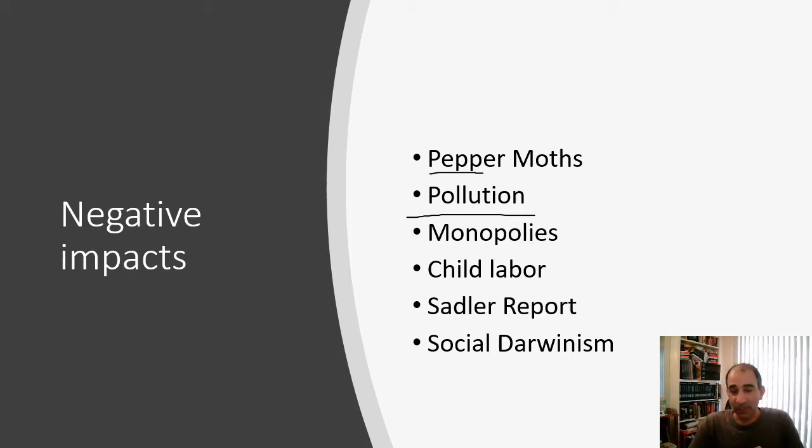Some of this you study in a U.S. history class as well, I'm sure. Child labor, that was a big one. That was one of the biggest negative impacts. And there was a whole report done called the Sadler Report, and then another term, social Darwinism, I'll explain in a second. What's going on here?